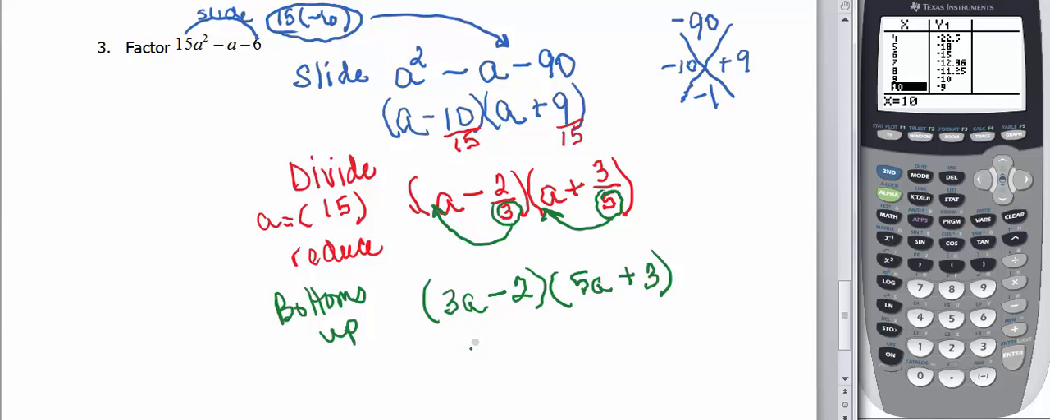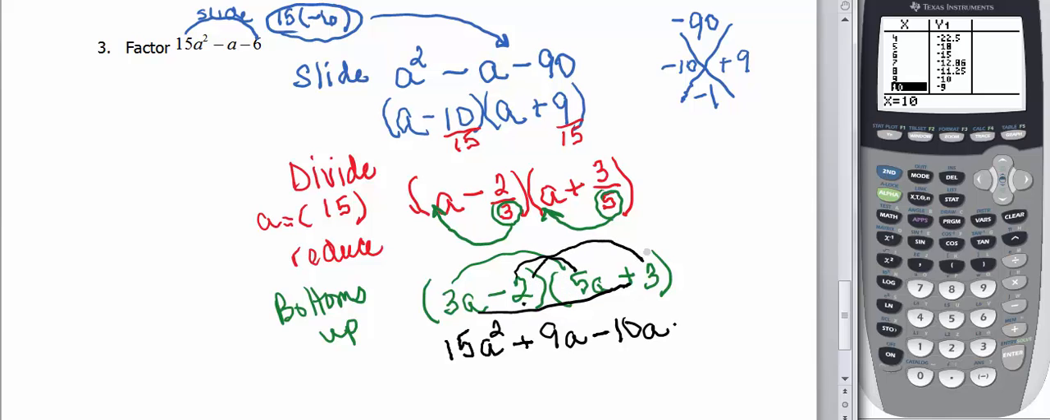So 3 times 5a is going to give me 15a squared. So far, so good. 3a times 3 will be plus 9a. And then negative 2 times 5a will be minus 10a. That's looking good because that was my two little numbers in my x. And then negative 2 times 3 will be minus 6. And that looks good. Simplifying, 15a squared is my first term. Yay. 9a minus 10a would be minus a. That's what I want. And then minus 6. So we know we did it correctly.